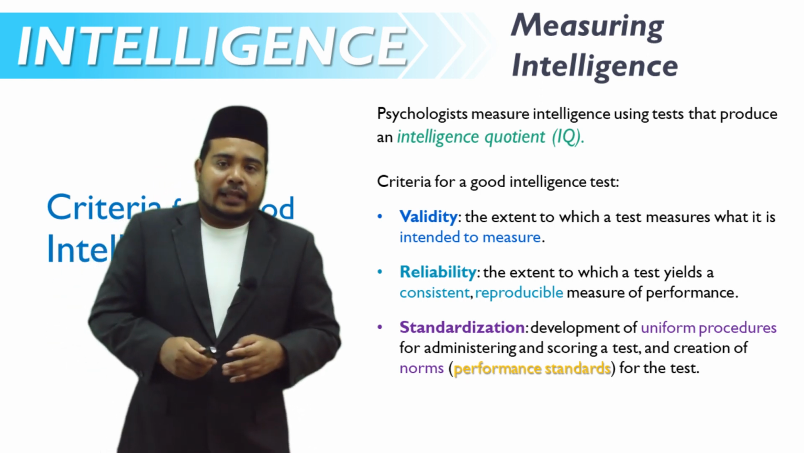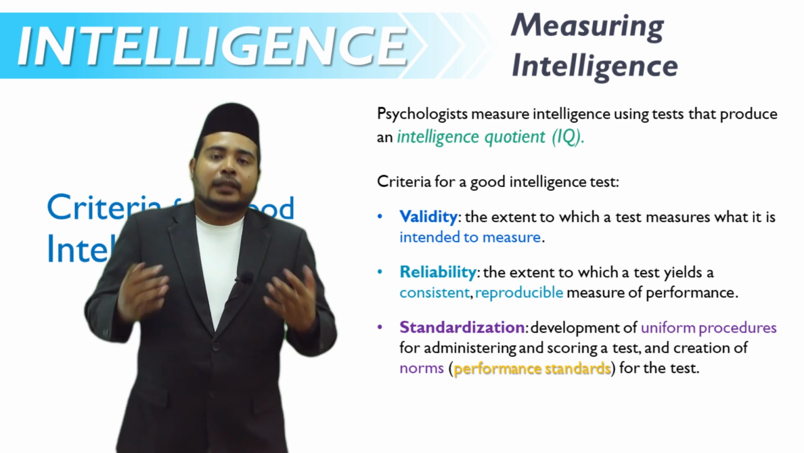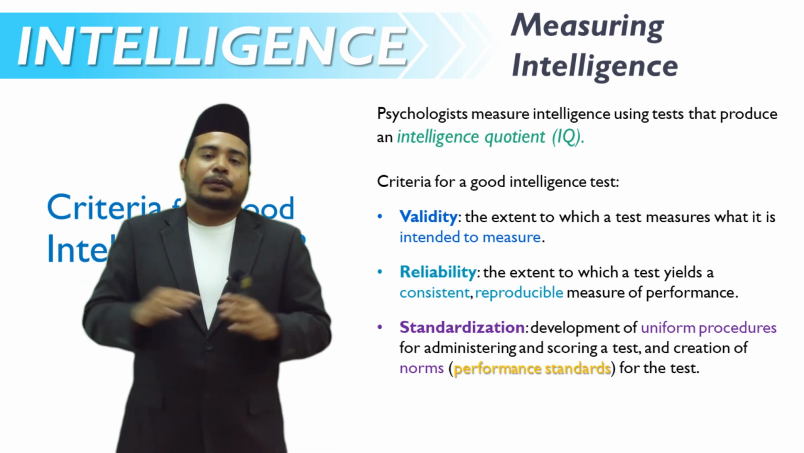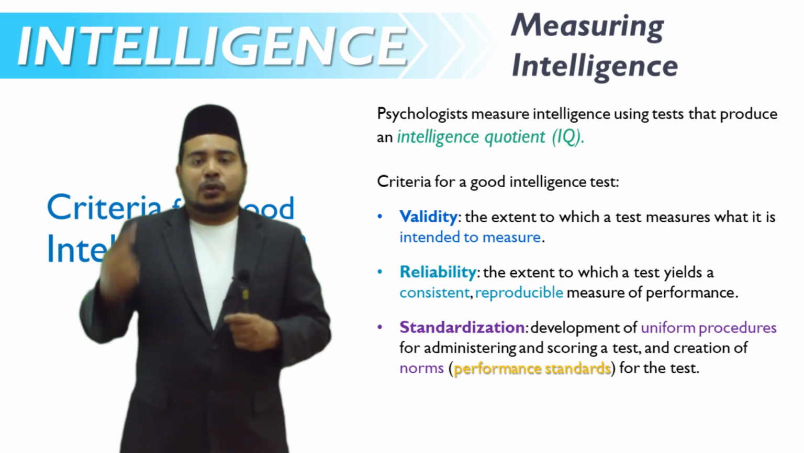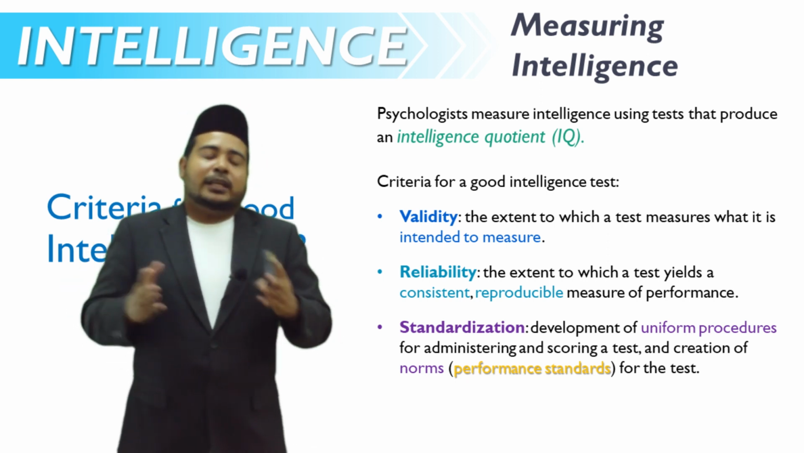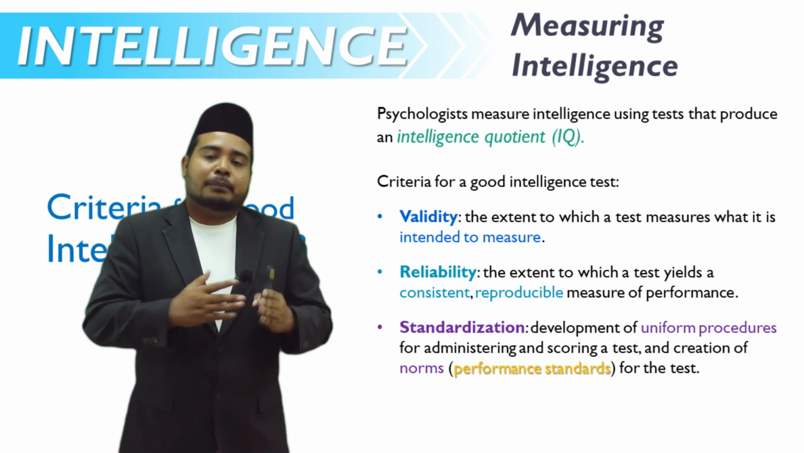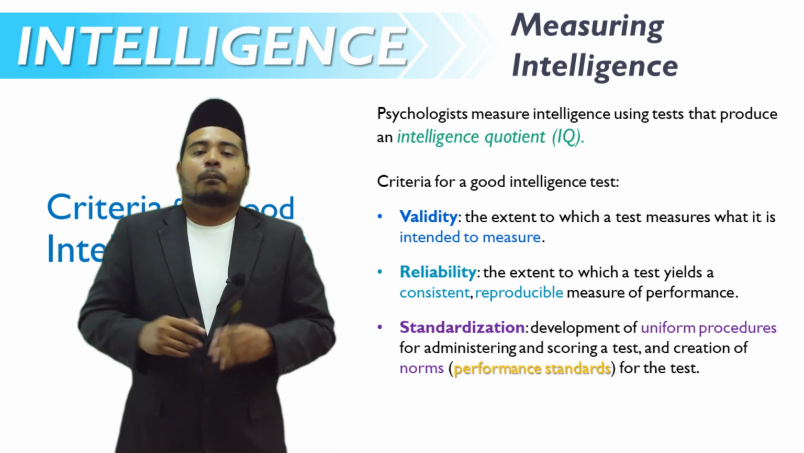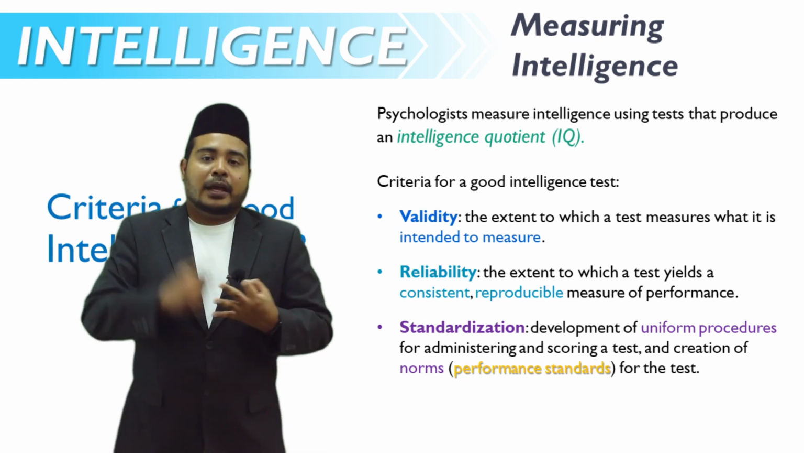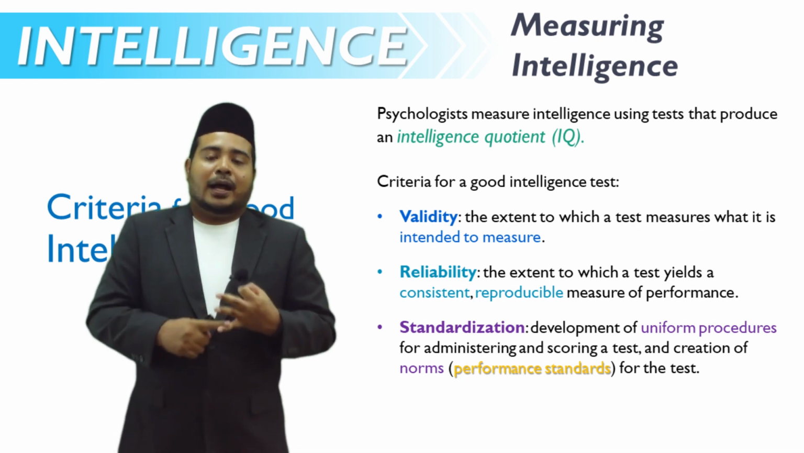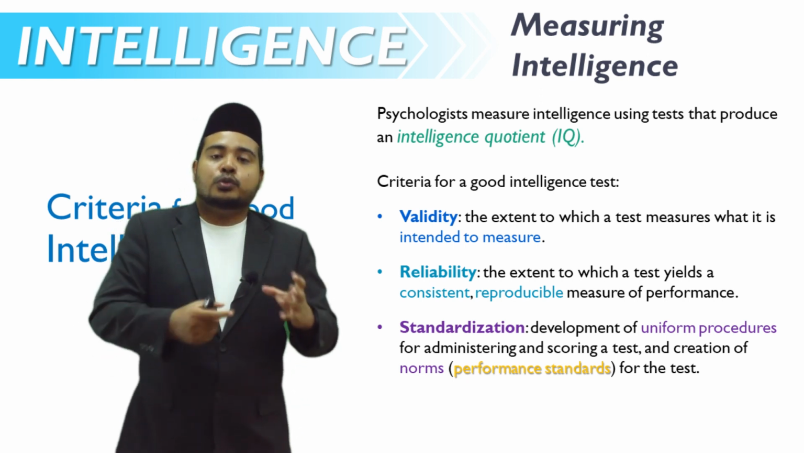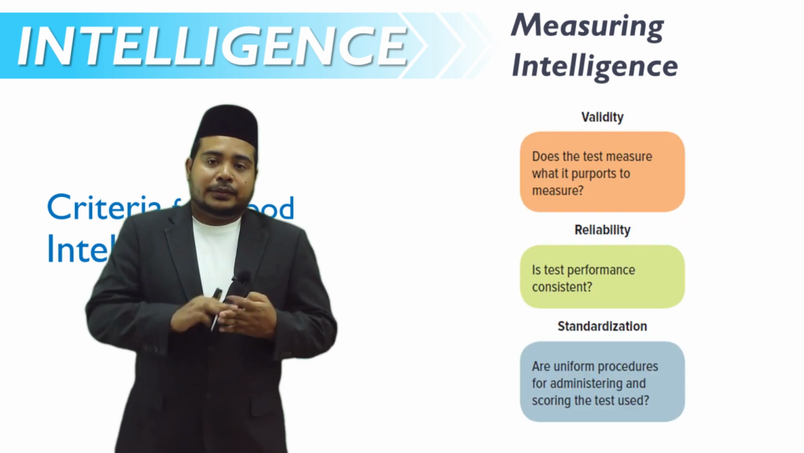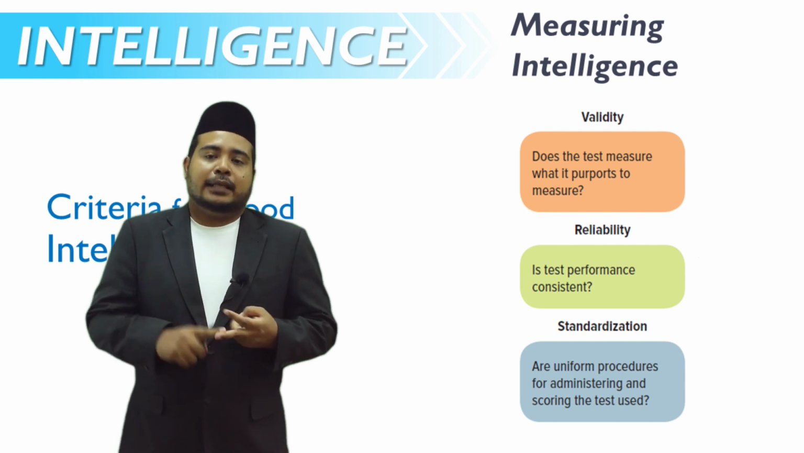We cannot have different interpretations for one group and other interpretations for another group. So by doing standardization, we would be able to develop normative scoring, whereby we have the standards for the populations, and when an individual score is generated, we can compare the standing of that person's intelligence according to the norms or the standards of its population. So these three aspects are very important criteria for us to decide what to use to measure the intelligence of a person. In summary, there are three criteria: validity, reliability, and standardization.